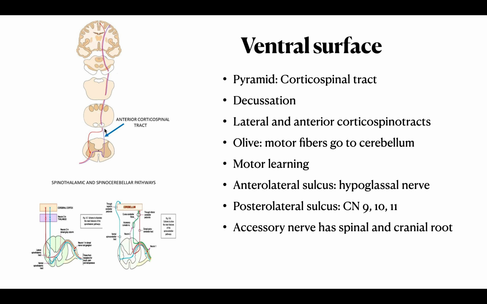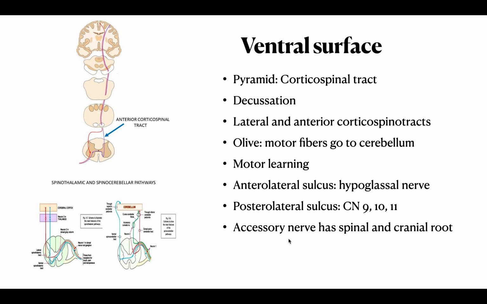And that is going to be the lateral, and this is going to be the anterior. Anterior doesn't cross. So it goes through the olive, which is going to be involved in the motor learnings as it goes to the cerebellum. And then at the anterolateral sulcus, the hypoglossal nerve is going to be there. And then at the posterior sulcus, there's going to be cranial nerves 9, 10, and 11. Hypoglossal nerve is cranial nerve number 12.